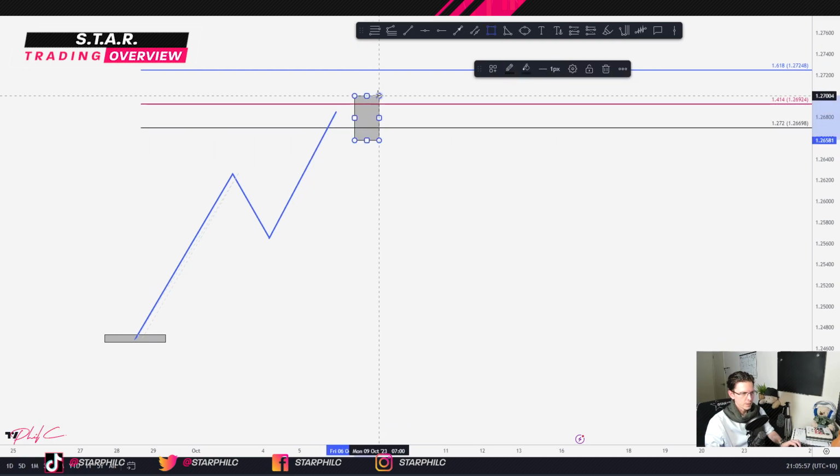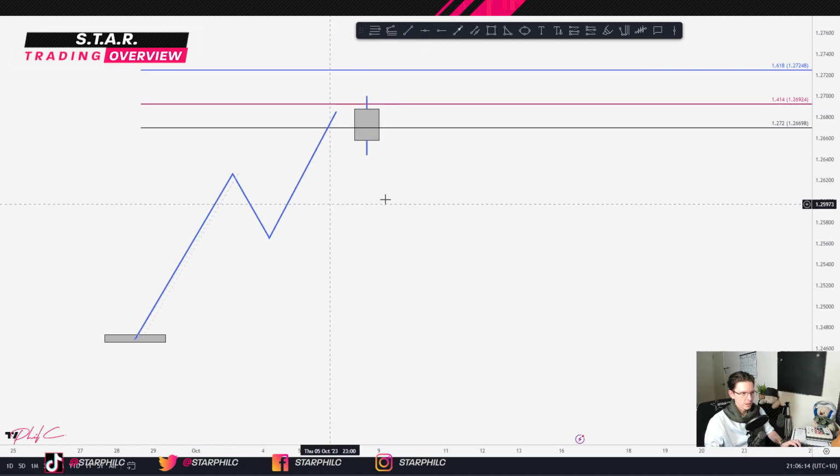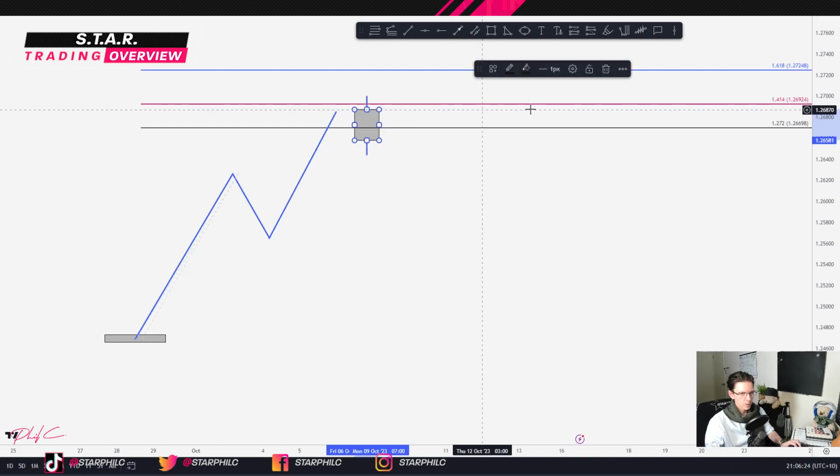Now I'll demonstrate it again. So the body of the candle can come up and hit the 1414, but it must close below the 1414. So that would leave a wick like this. Okay. Everyone understand that? So again, the body can come all the way up and touch the 1414, but it must close below the 1414.